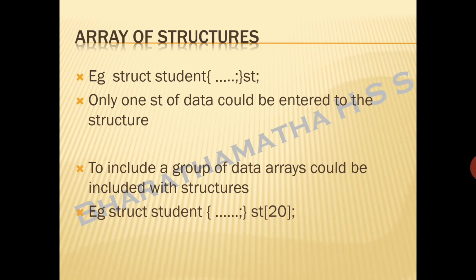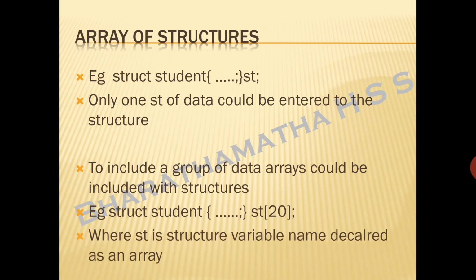So example, struct student, have all your data items included over there. st is your variable name, and then that st can be represented inside an array. st can be declared as an array of 20, meaning for a set of 20 students it can be included, where st is a structure variable name declared as an array.